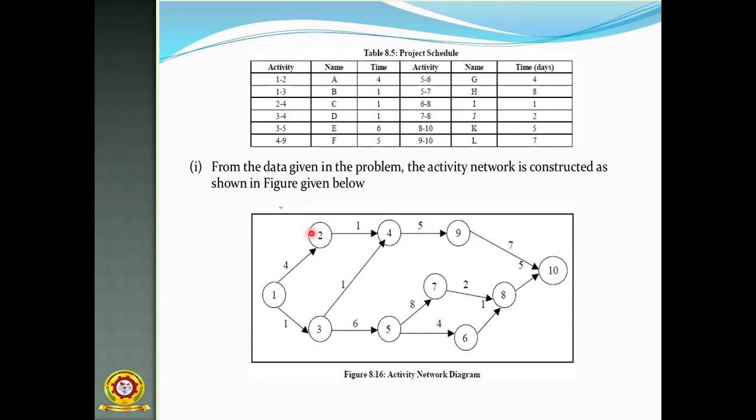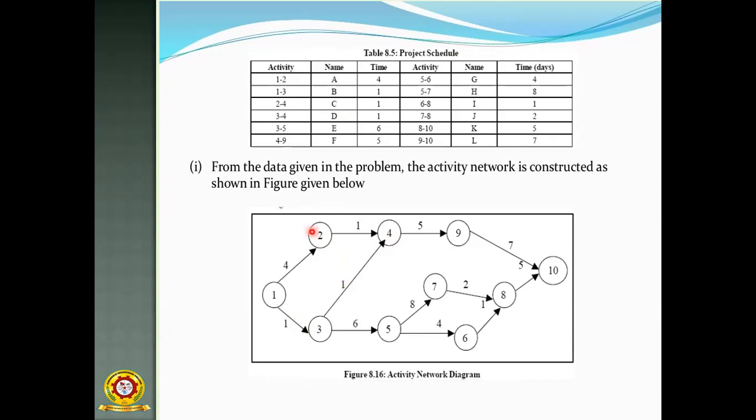After that there is an activity 2 to 4. You have to draw it like this. The time duration of 2 to 4 is 1, so you have to mention 1 in this place. After that 3 to 4. This is the third activity and this is the fourth activity, then you have to connect both of them. The name of this activity is D, and the time duration of 3 to 4 is 1.